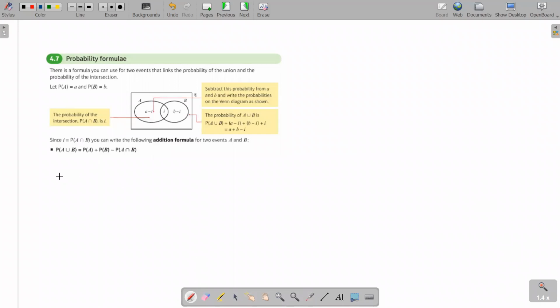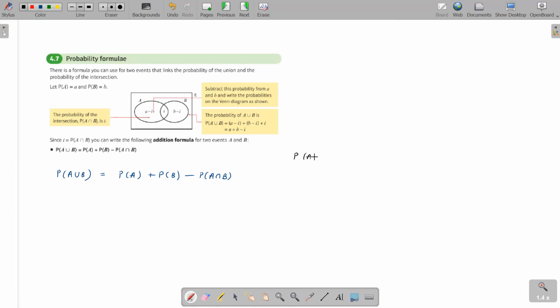Now A union B. Look at the formula they have written here. They are saying probability of A union B is equal to probability of A plus probability of B minus probability of A intersection B. Guys, what do you think about this? Is it correct? Let's check them out individually. If you check this, you can see it's definitely working out.